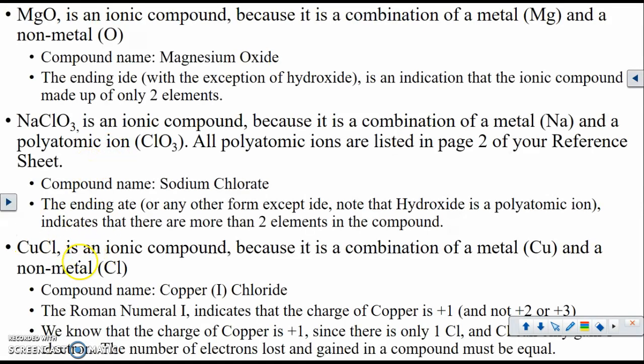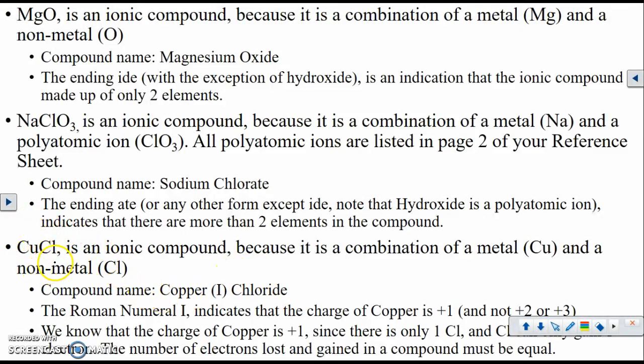Here we go. This is much more confusing. So, copper chloride. Now recall that copper is one of those elements that can have more than one charge. So in this case, we need to identify the charge of copper in this compound. When we write this down, the compound name is copper(I) chloride, and why is that?